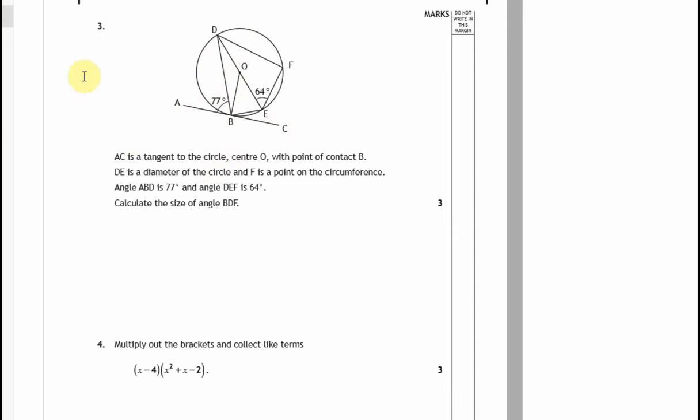All right, so yeah, don't be scared of these. They're actually quite interesting, and the more you practice, the more satisfaction you get out of it. Okay, so let's just read the question first. AC is tangent to the circle, center O, and point of contact B. So basically, this is a tangent. Okay, so we can see that, right? It touches one, so I think that's quite obvious.